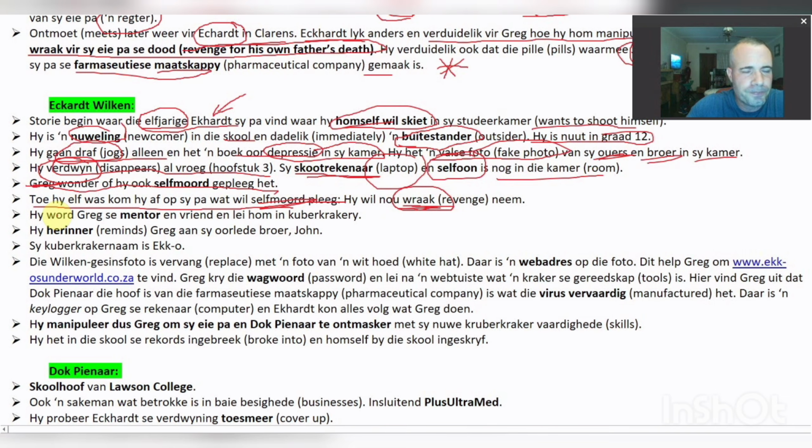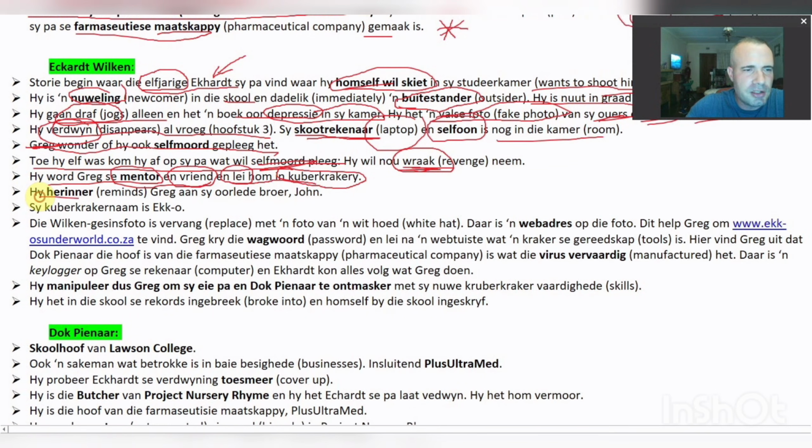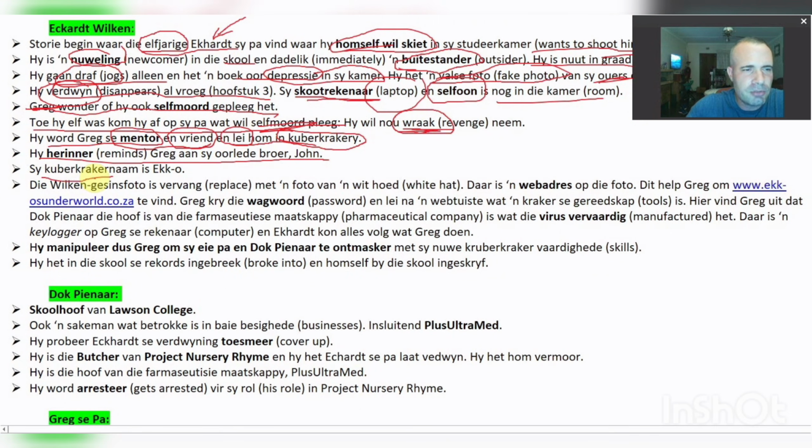Very important. So in the story, with his mission, he becomes Greg's mentor, he becomes his friend, and he leads him into this world of hacking. He's got a very specific plan. He reminds Greg of his late brother John. He reminds him of his brother John. His hacker name, Kieberkraker naam, is Echo.